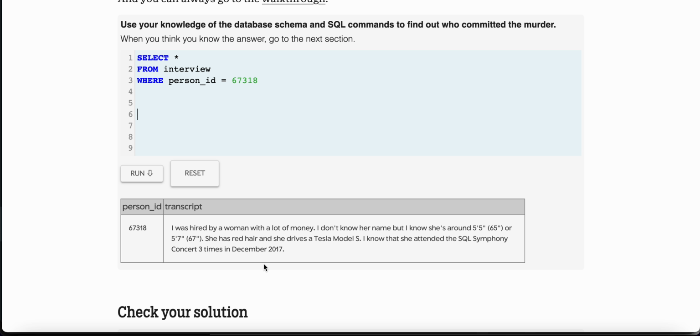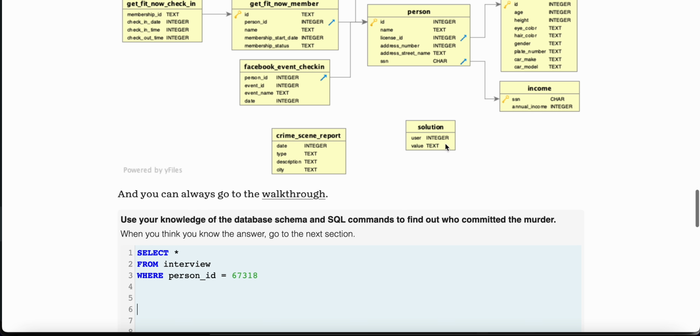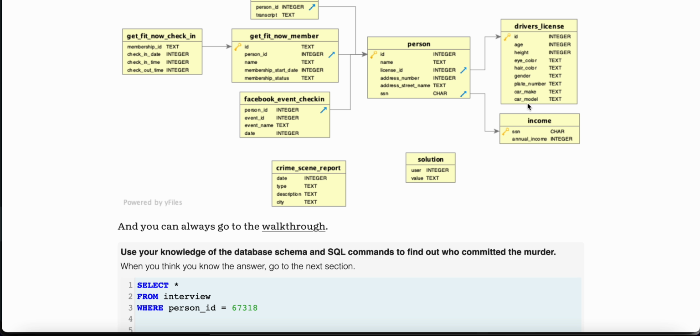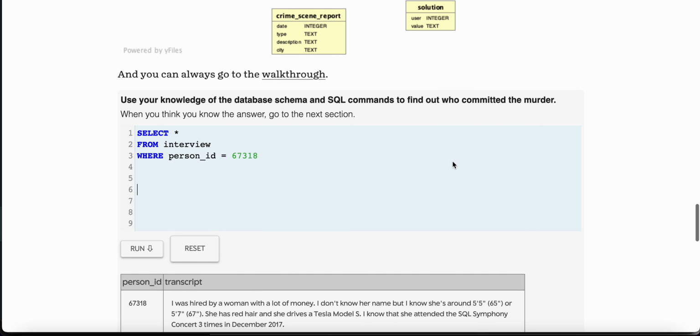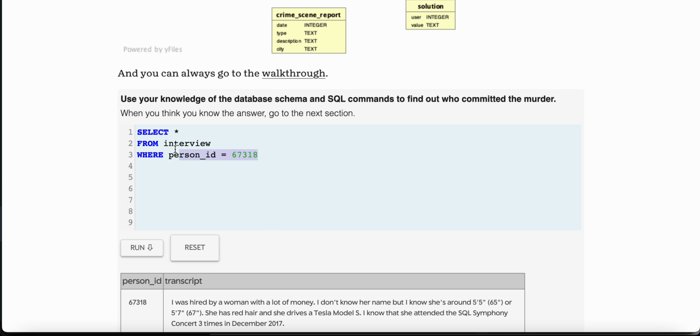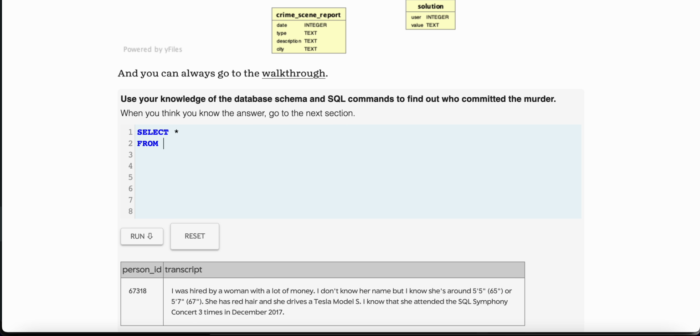That's one piece of information. So we can check our car model. Then we have car model here. Interesting. And then we can check her gender. Okay, this is gender. And we can check her hair color. This is hair color. She said her hair color was red. All right, having all of that information, let's see what we can do with it. Driver's license.